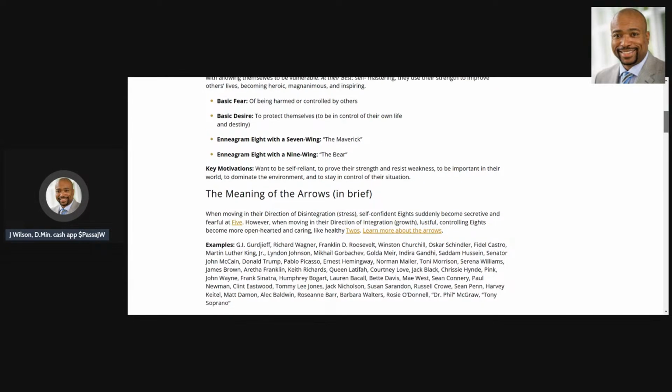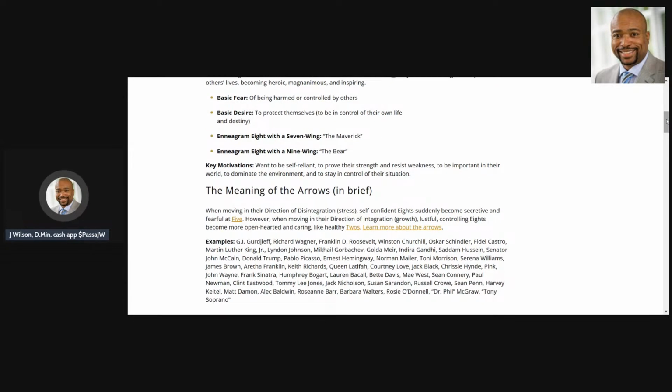Now, the 8 with the Enneagram wing of a 6 is a maverick. The 8 with the wing of a 9 is a bear. I'm more on the maverick side. The bear will snap and eat you up, and you don't know when it's coming. The bear ain't no joke. I'd rather be the maverick.